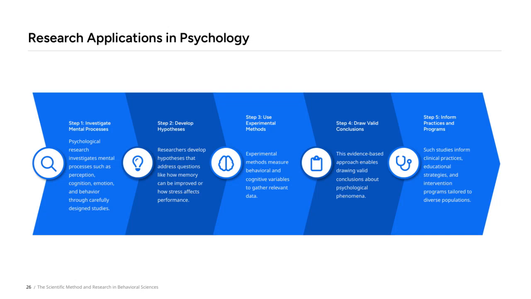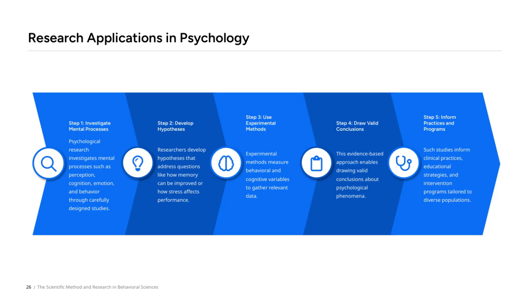Psychological research starts by investigating key mental processes like perception, cognition, emotion, and behavior through carefully designed studies. From there, researchers develop hypotheses to explore specific questions. For example, how memory might be improved or the ways stress impacts performance.